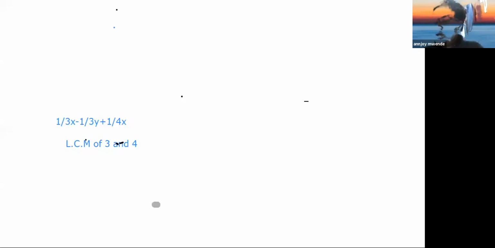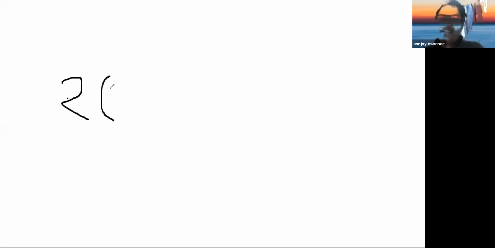We have 2, and we have the bracket a plus b, the bracket. To simplify by removing the brackets, the answer is supposed to be 2 times a, you get 2a, plus 2 times b, you get 2b.